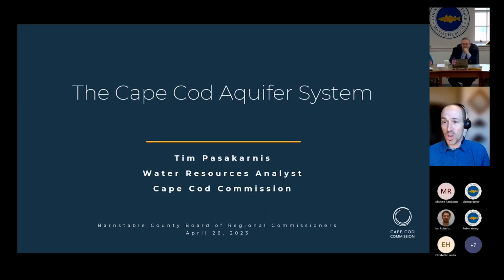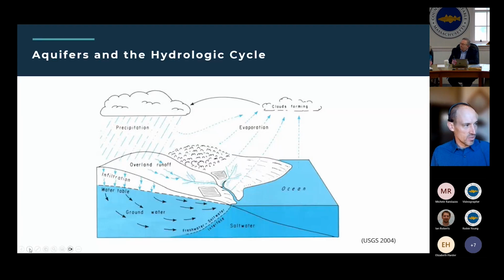Tim Pasakarnis. I'm a water resources analyst with the Cape Cod Commission. And we're going to talk about the Cape Cod Aquifer system this morning, a little bit about the aquifer itself, and then what it means as far as a drinking water resource for the Cape. So we will see if I can get the slides advancing.